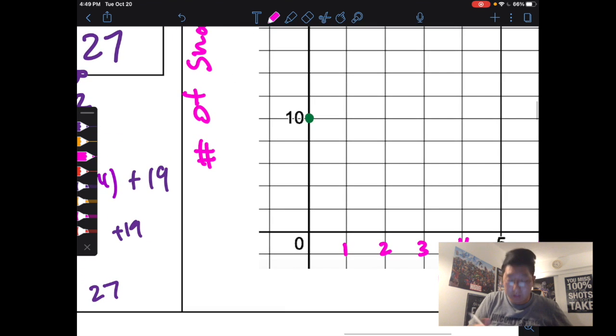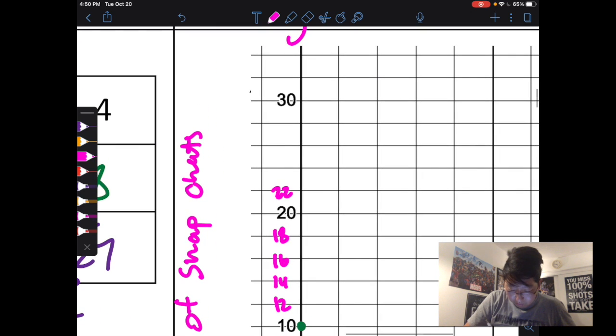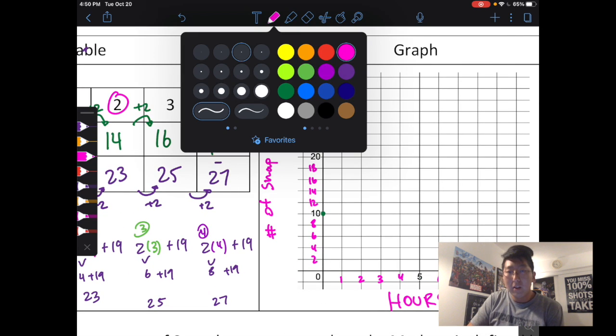Let's try 2, 4, 6, 8. 2, 4, 6, 8, 10. Okay, let's see if it keeps working. Hopefully it does. 10, 12, 14, 16, 18, 20. Okay, this is working. 22, 24, 26, 28, 30. Okay, great. This is scaled by 2. So each line represents 2 on the y-axis.